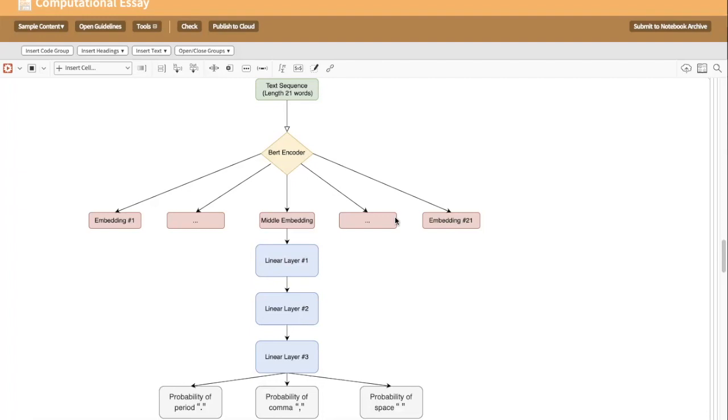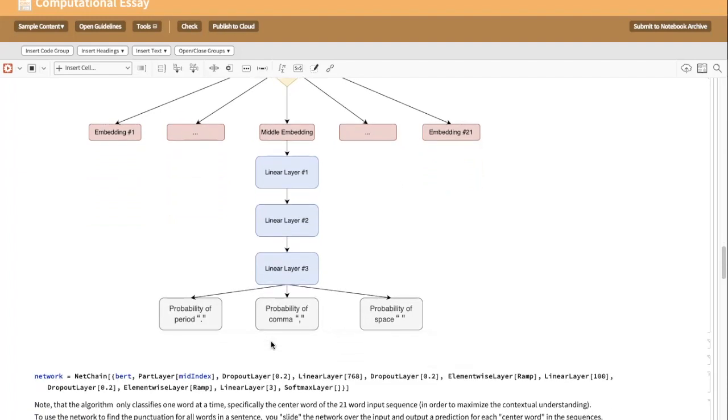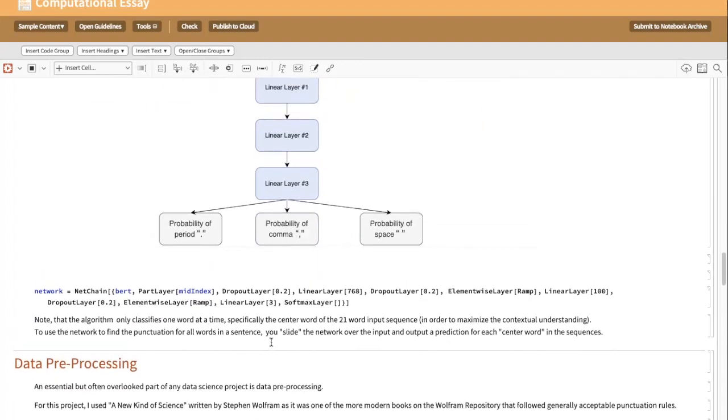Got it. And after the linear layer, it's outputting a 3D vector with the probability of a period, and then the comma, and then the space. So after the linear layer, it just gives out a simple probability vector. It's three-dimensional, because there are 3 values. And then you just pick the highest probability, and that's the punctuation after it. Yes, that is how it works once you go to the post-processing phase.